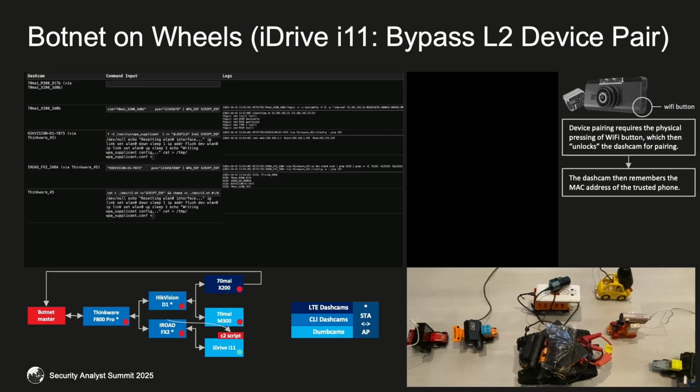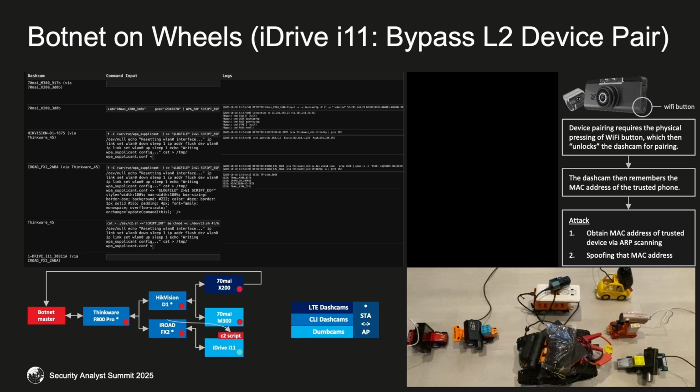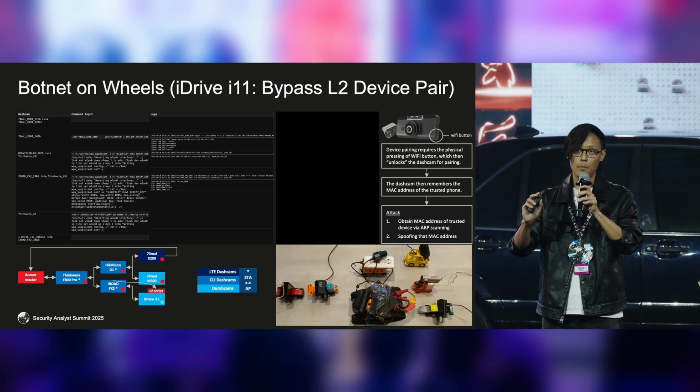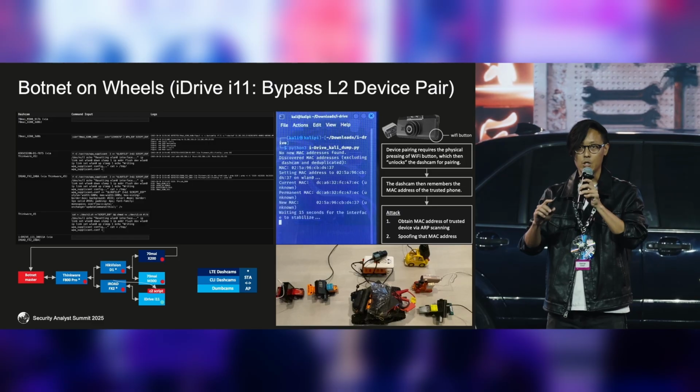And now, the last camera, the iDrive i11. This dashcam's Wi-Fi password cannot be changed, so it relies on device pairing as the main authentication. When the mobile app sends a pairing request to this dashcam, the owner will have to physically press the Wi-Fi button on the dashcam to unlock it temporarily for pairing. The dashcam will then remember the MAC address of the user's phone and store it.